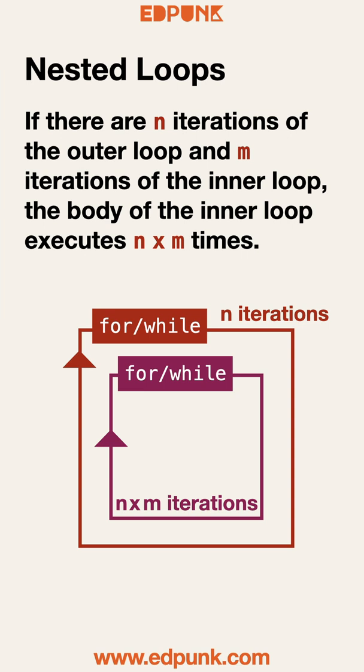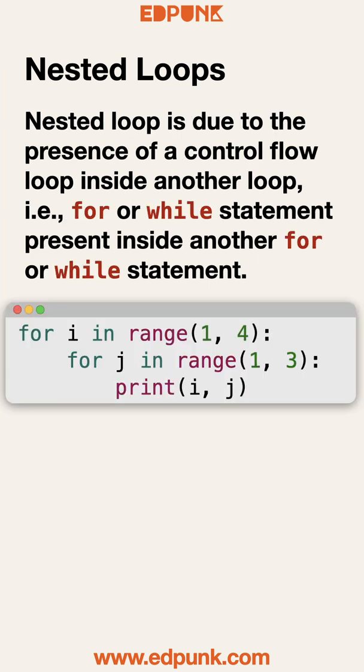For example, let us nest a for statement inside another for statement. The outer loop iterates over the range 1 to 4. The inner loop iterates over the range 1 to 3. The inner block prints the current value of i and j whenever it is executed. Now, let us execute the code.